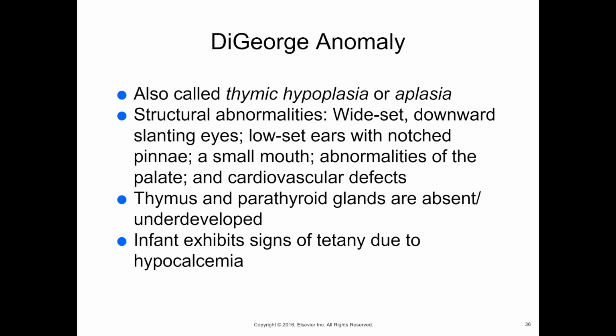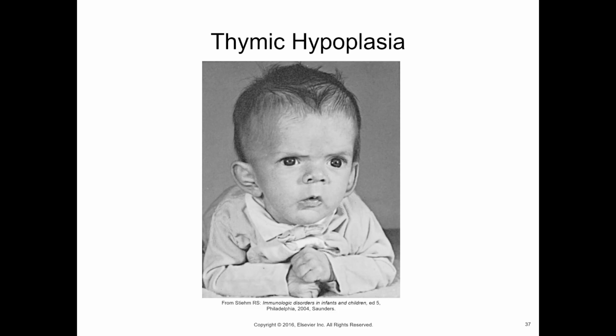Interestingly enough, they also tend to have parathyroid glands that are non- or underdeveloped, which leads to issues with calcium regulation in the body. So this is what somebody with thymic hypoplasia would look like as an infant. Notice the low set ears, and some of the other descriptors present on the previous slide.